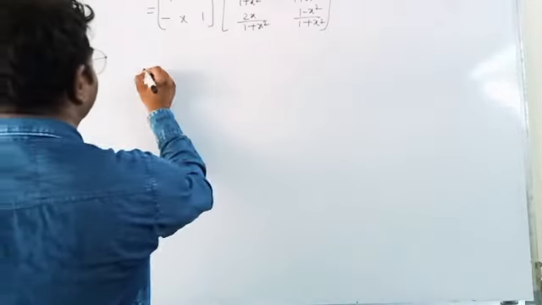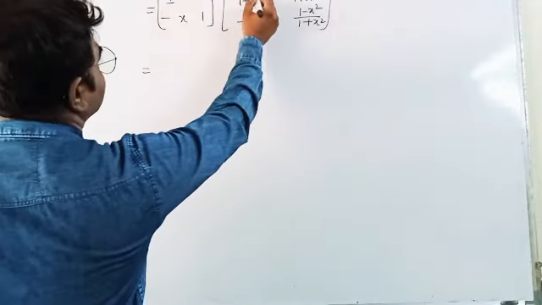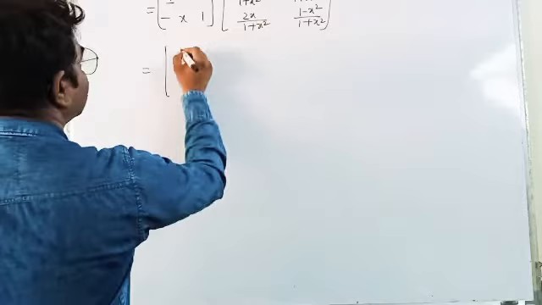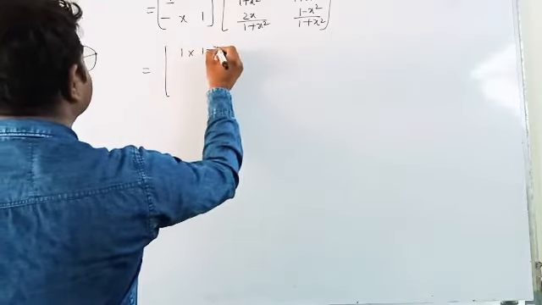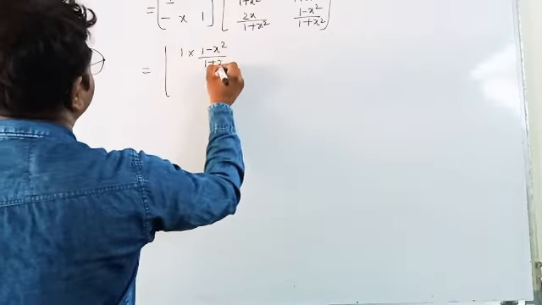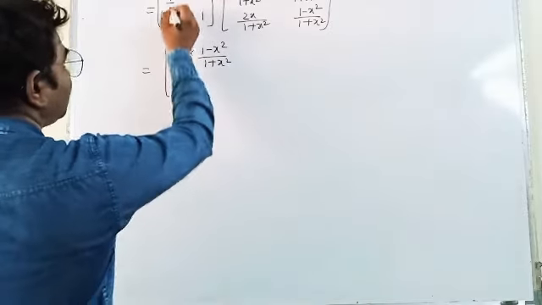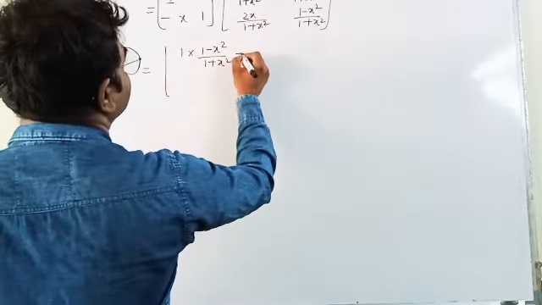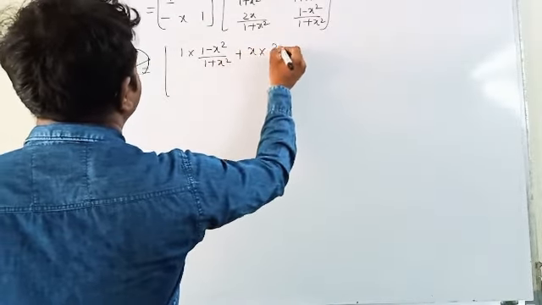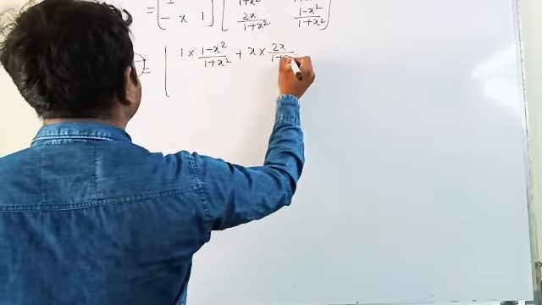How will we go about the multiplication? The first term, 1, will multiply with 1 minus x square upon 1 plus x square. Next, plus x will be multiplied with 2x upon 1 plus x square.